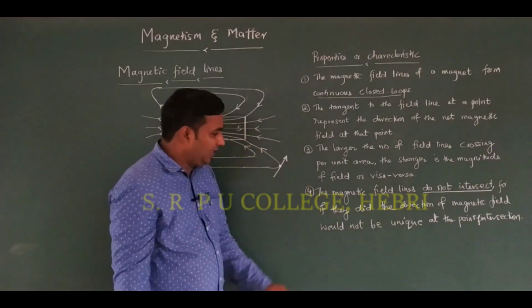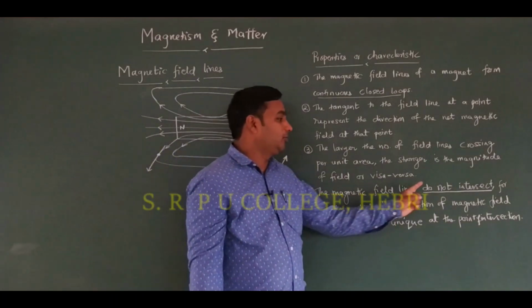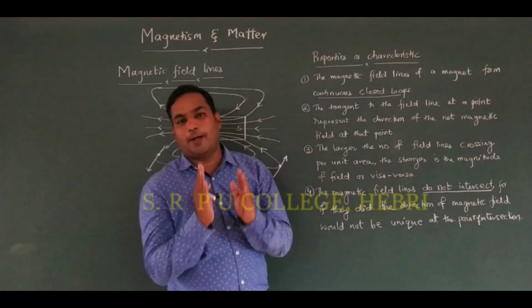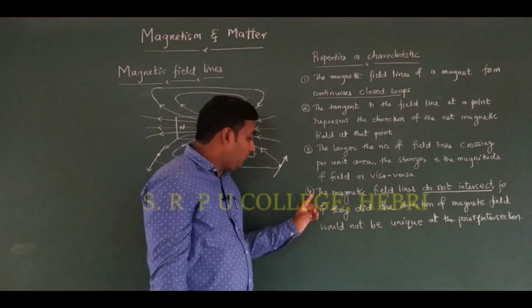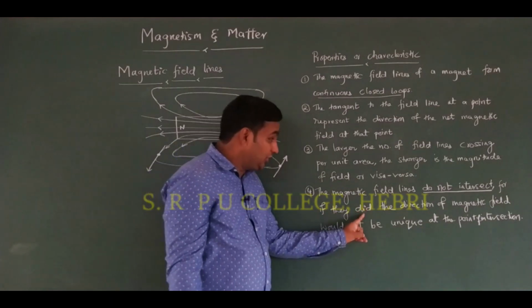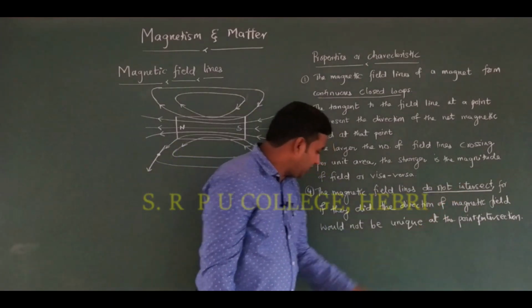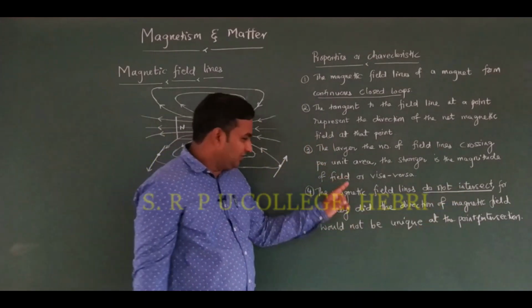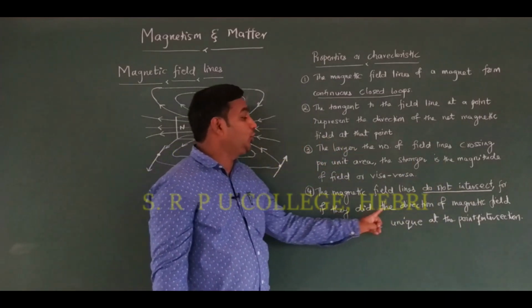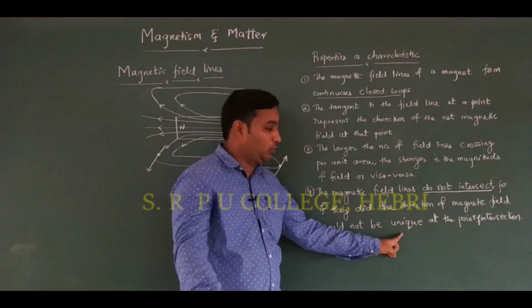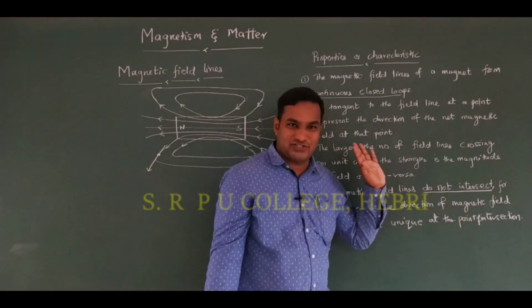Keep this point in your mind. The magnetic field lines do not intersect is one of the important characteristics or properties of magnetic field lines. For if they did, the direction of magnetic field would not be unique at the point of intersection.